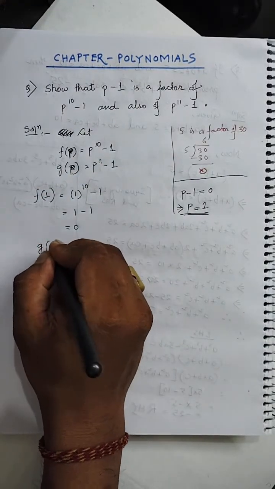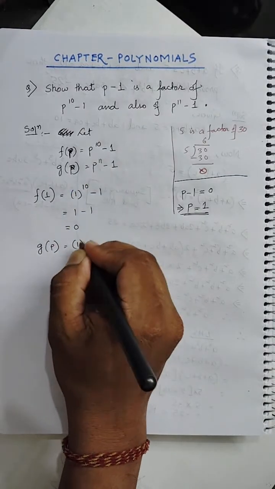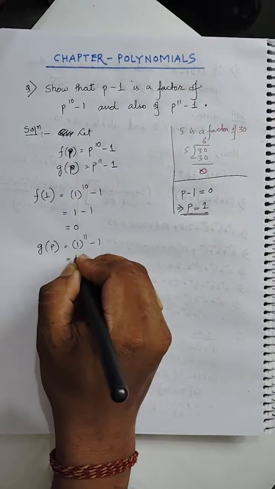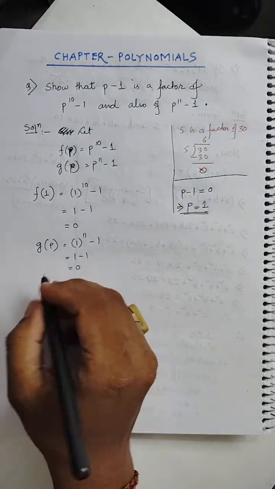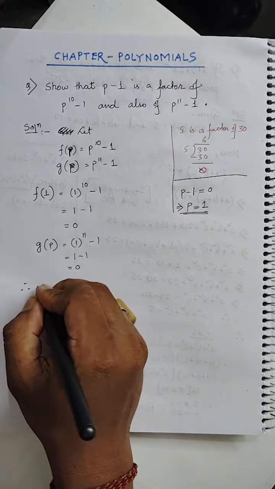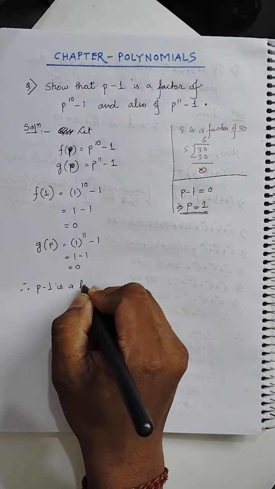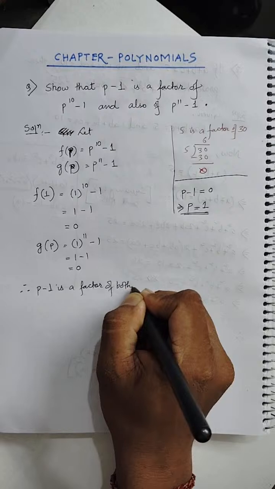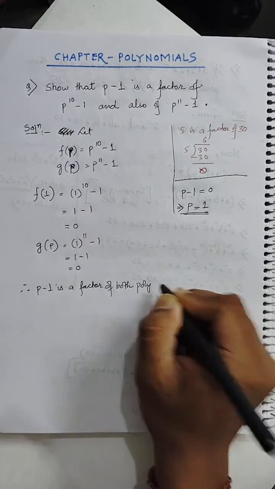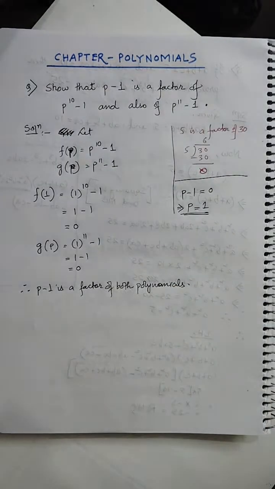Let's check the second one also, g(p). So this is 1 raised to the power 11 minus 1. So this is also 1 minus 1, which is equal to 0. So therefore we can confirm that p minus 1 is a factor of both polynomials. Okay.